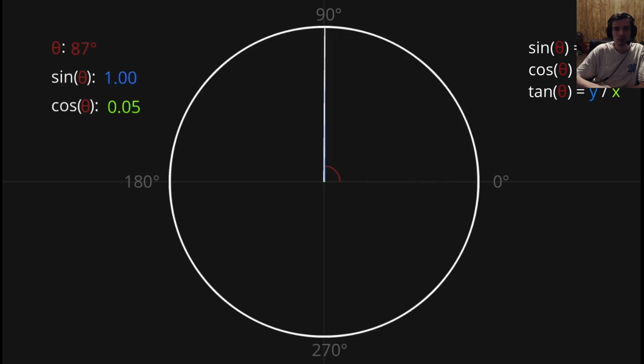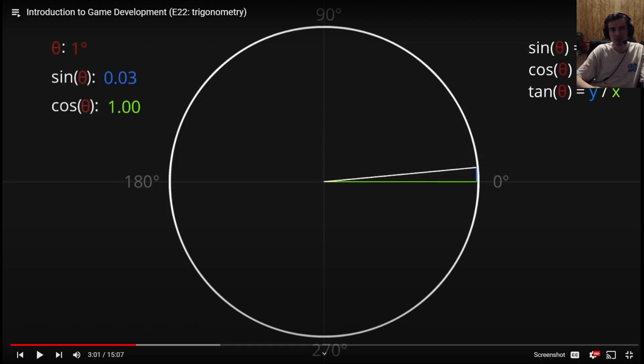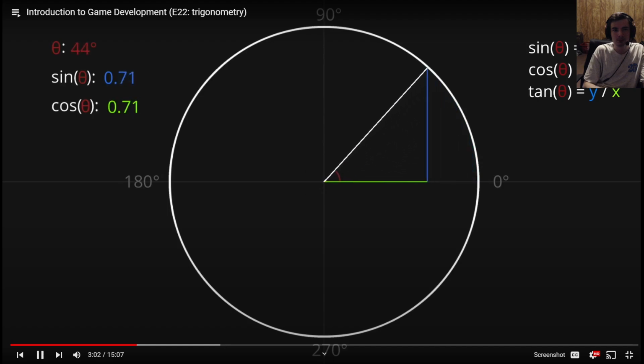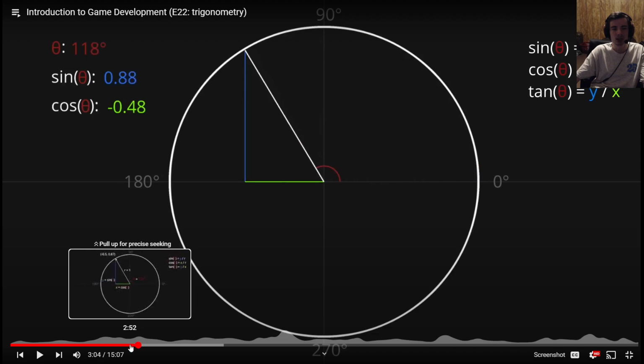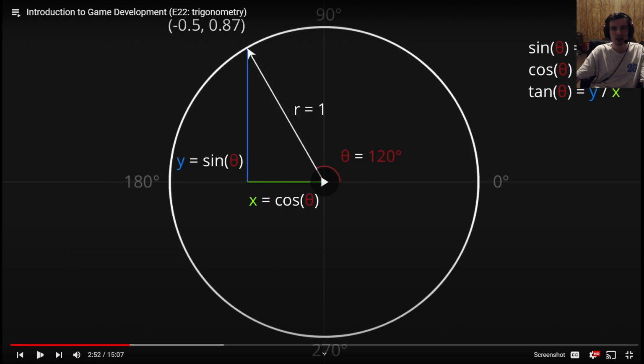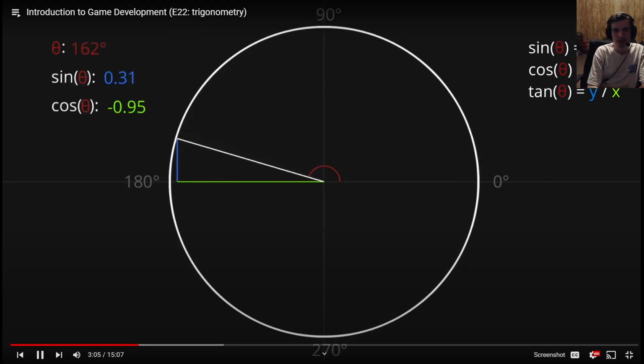From this animation, you can see how these values change as theta increases. Cos theta is the length of the green line, and sine theta is the length of this blue line. Because it's on the unit circle, it does equal negative.